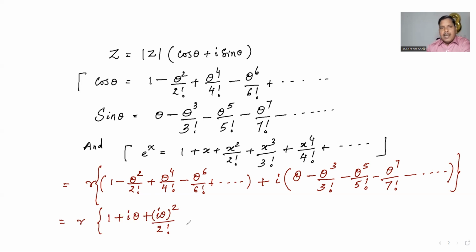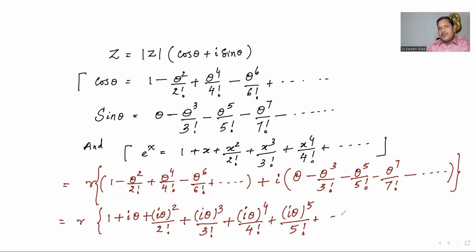Is it clear? Similarly plus iota times theta whole cube by 3 factorial. Why? Iota square is negative 1, so negative iota into theta cube over 3 factorial. I hope it's clear. Plus, similarly, iota theta whole power 4 upon 4 factorial, plus iota into theta whole power 5 upon 5 factorial, plus and so on.